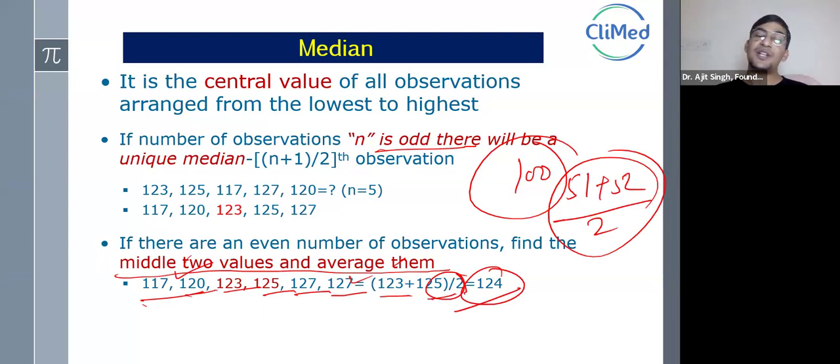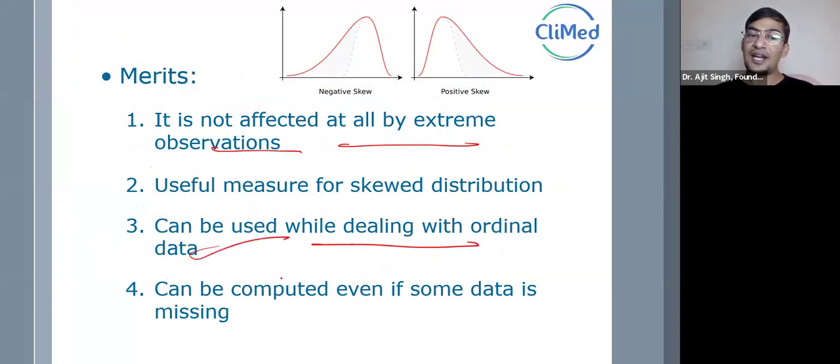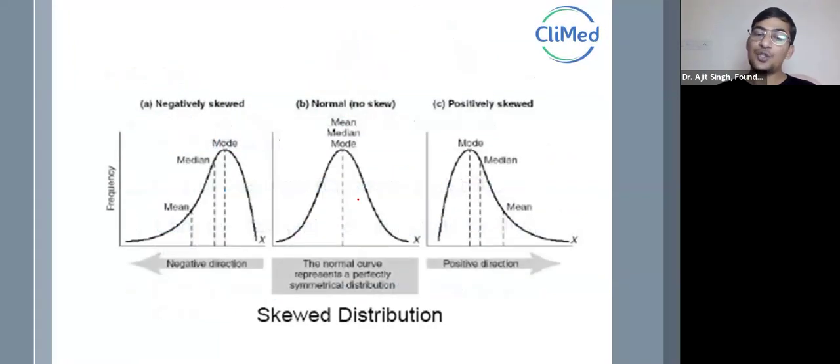Always, the median will be normal. If the mean is not normal, the median will work. Its merit is that it is not affected by extreme values, it deals with ordinal data also, and it can be computed when data is missing also. So wherever the data is missing or something, it can be used.